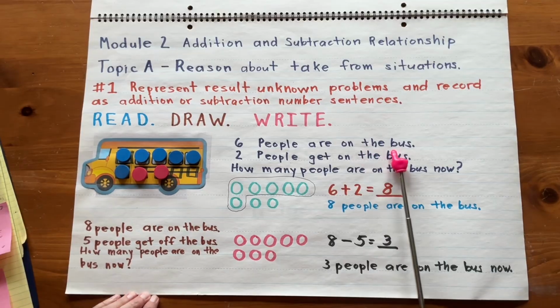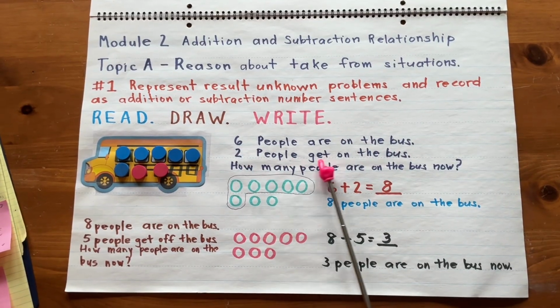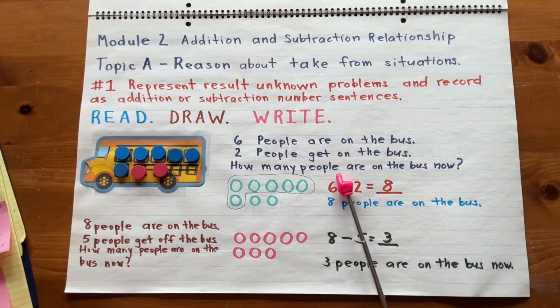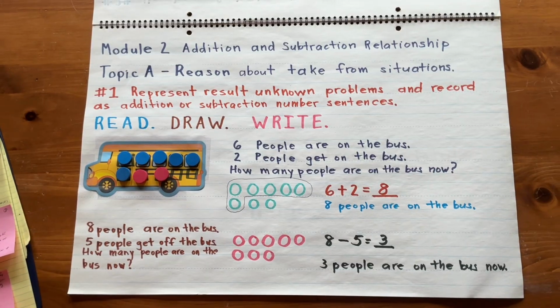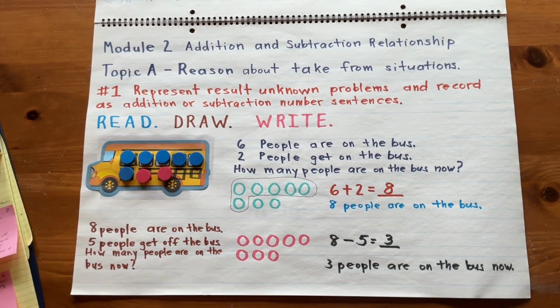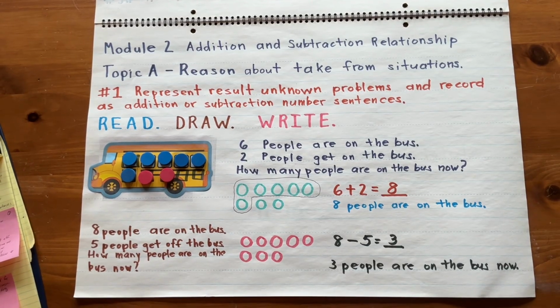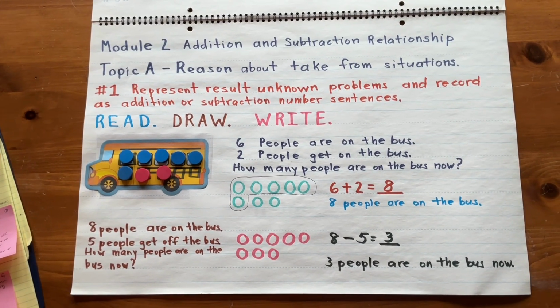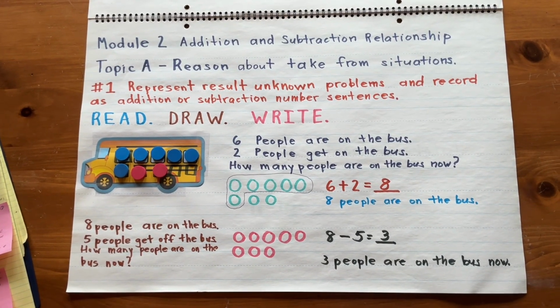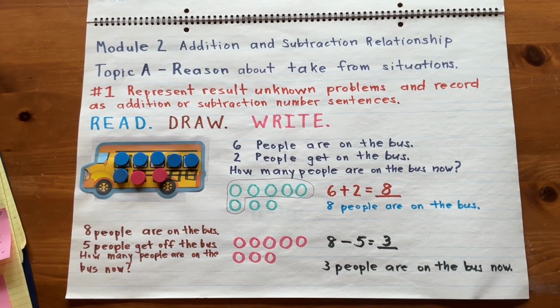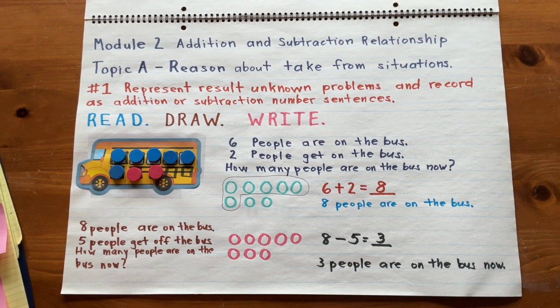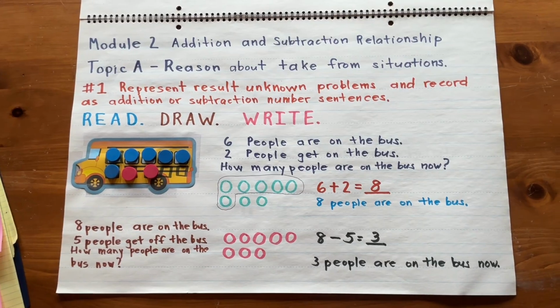6 people are on the bus. 2 people get on the bus. How many people are on the bus now? I remind my scholars, as you're solving word problems, you need to think about, how do we know if we're going to add? How do you know if we're going to subtract? What do we do if we add? What do we do if we subtract?